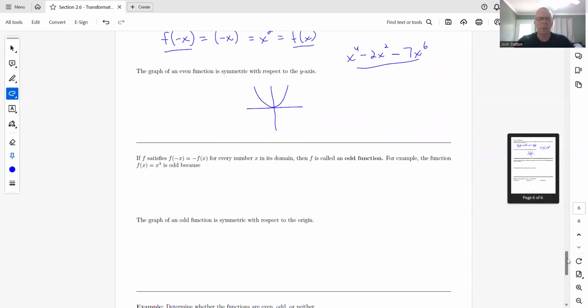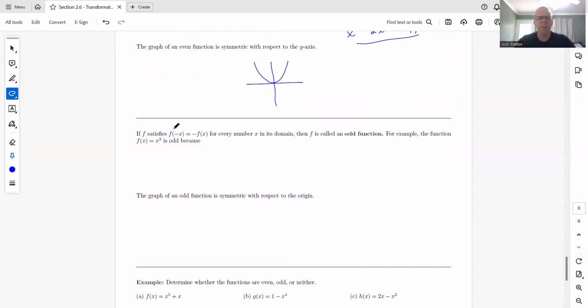An odd function satisfies f of negative x equals negative f of x. So when you plug in a negative x, it makes the y value negative. Up here with an even function, you plug in a negative x and it doesn't change the y value. So the y value is the same for the negative and the positive. Here we have the negative x makes the y value flip the sign, maybe negative, maybe positive. But if positive x gives a particular y value, the negative x will give the opposite sign. And that is an odd function.